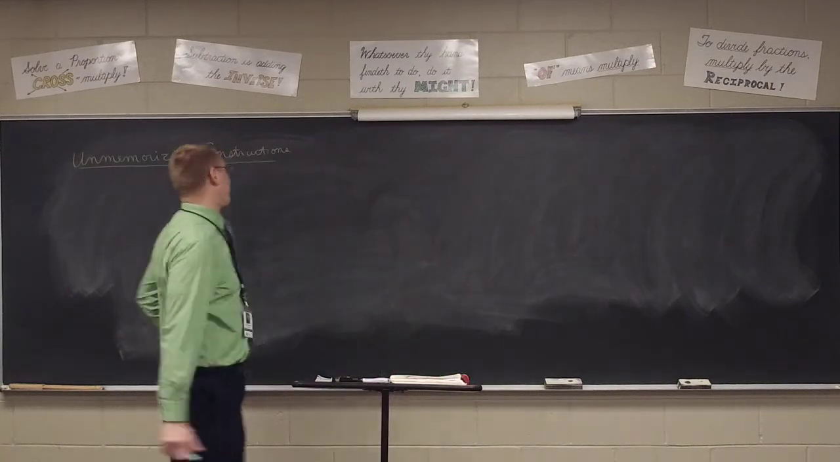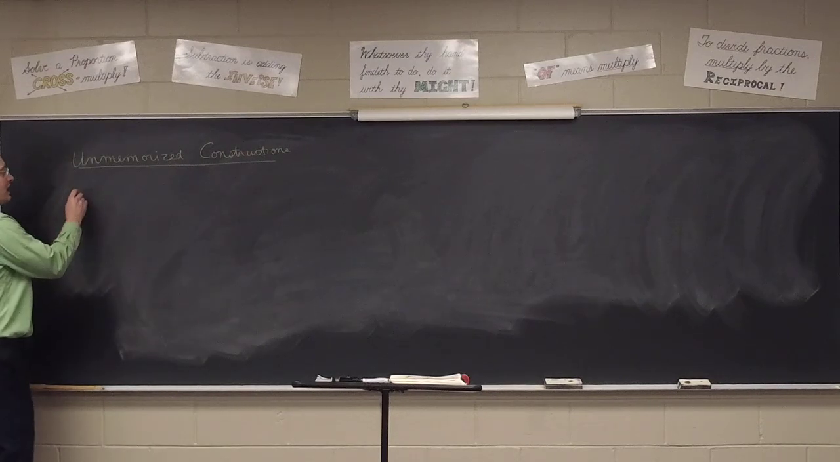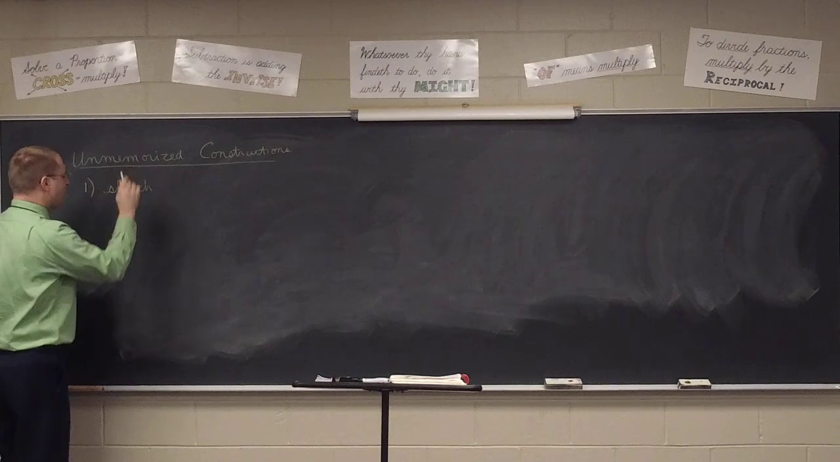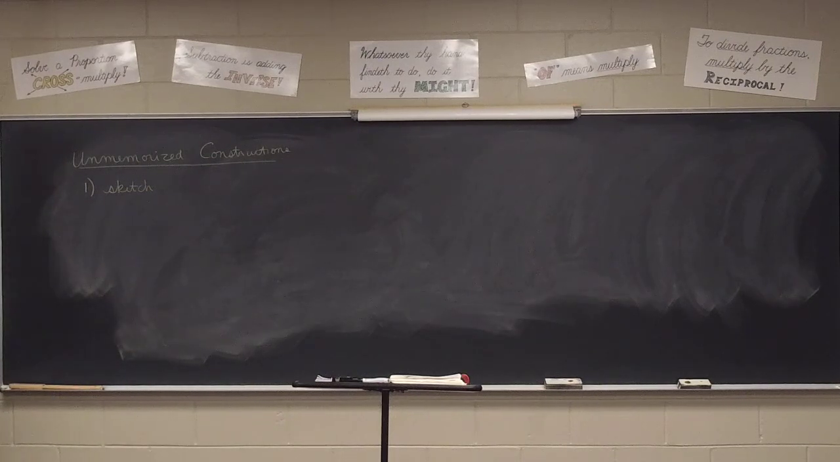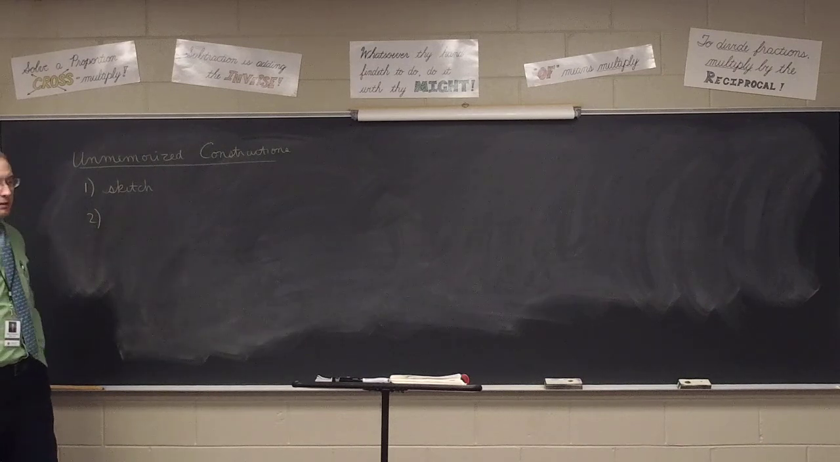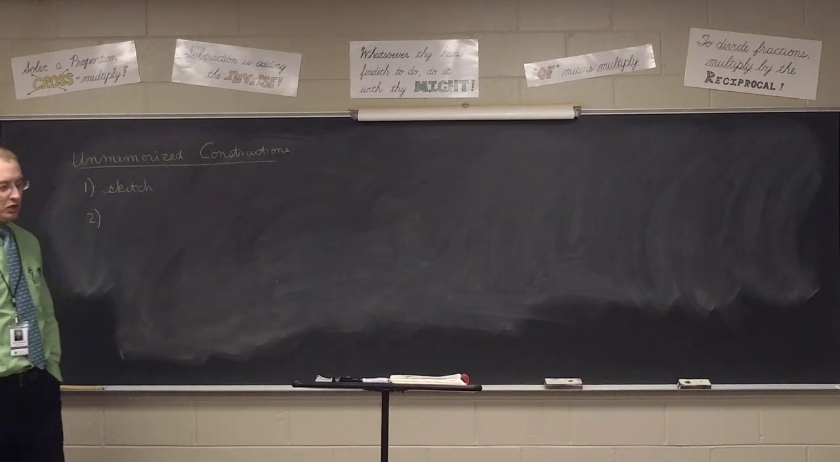The first thing I want you to write down in doing an unmemorized construction is you want to start with a sketch. Start by drawing a sketch of what it is you're trying to construct. If it's a right triangle, make a sketch of a right triangle. If it's a parallelogram, make a sketch of a parallelogram. If it's a circle, make a sketch of a circle. But make a sketch of what it is you are trying to construct.